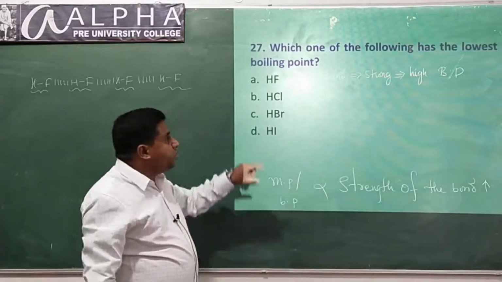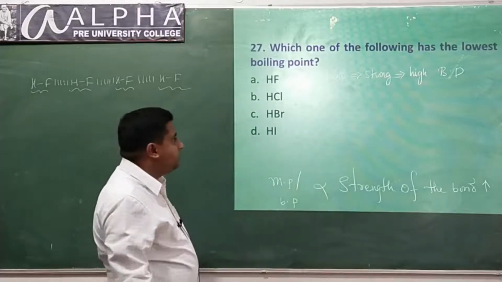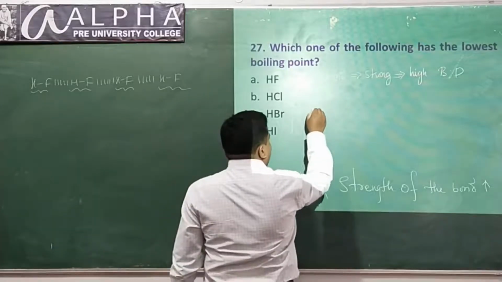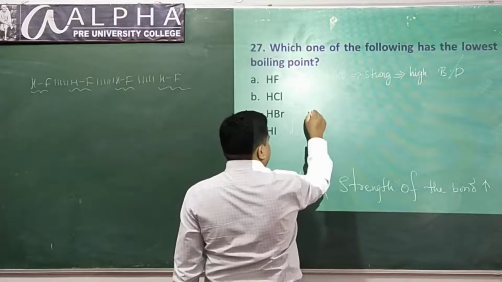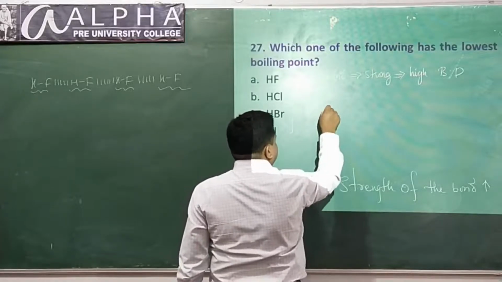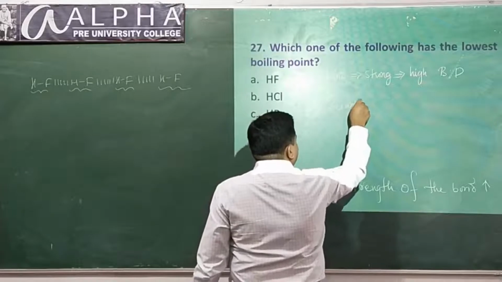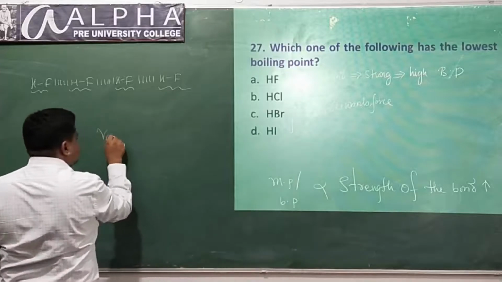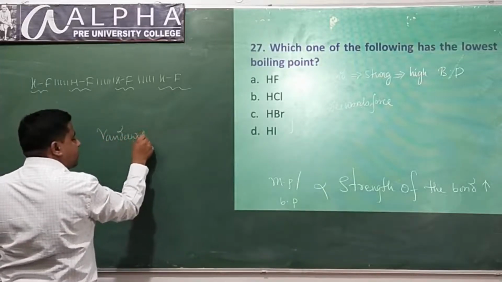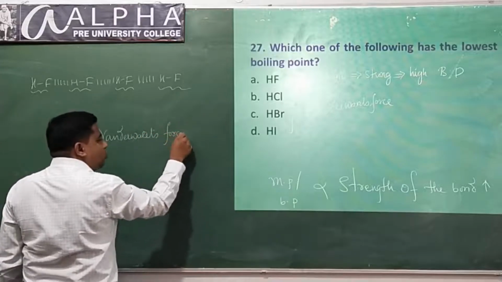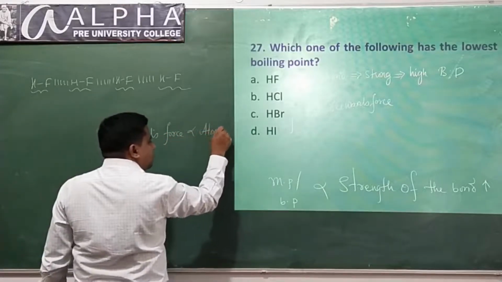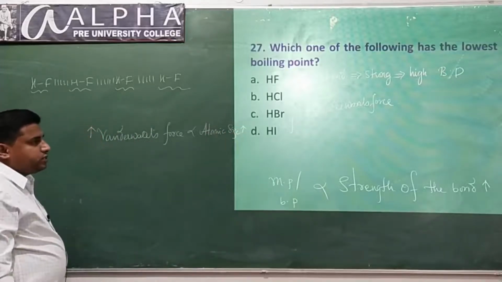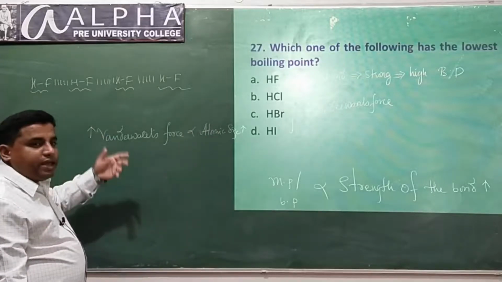Then how about hydrogen chloride, hydrogen bromide and hydrogen iodide? Well, these three molecules don't have hydrogen bonding. They're held together by van der Waals force. We know that van der Waals force is directly proportional to atomic size, isn't it? More the atomic size, more will be the van der Waals force.